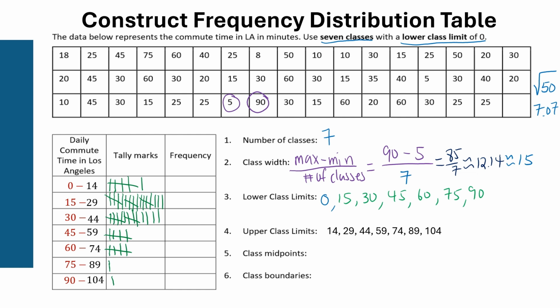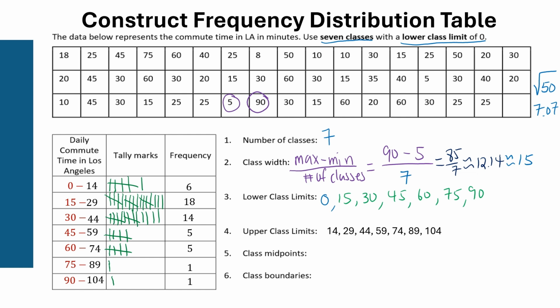And there we go. Now to get our frequency, you simply count your tally marks. The number of data values between 0 and 14 is going to be 6. The next one is going to be 18. And you just keep going, counting the tally marks. And there's your frequency distribution table. One way for you to check your work is to add all your frequencies and make sure the sum is equal to 50, because that's our total number of data values in our table.